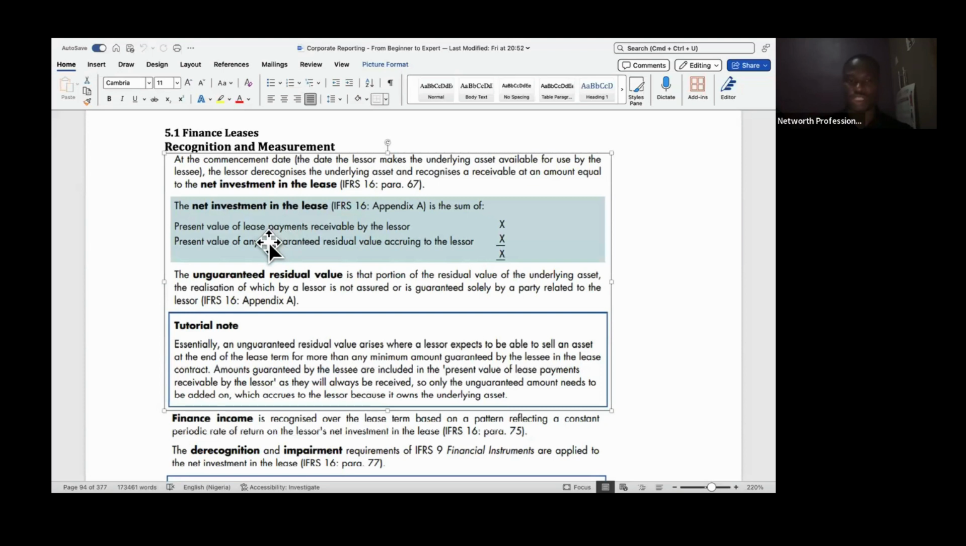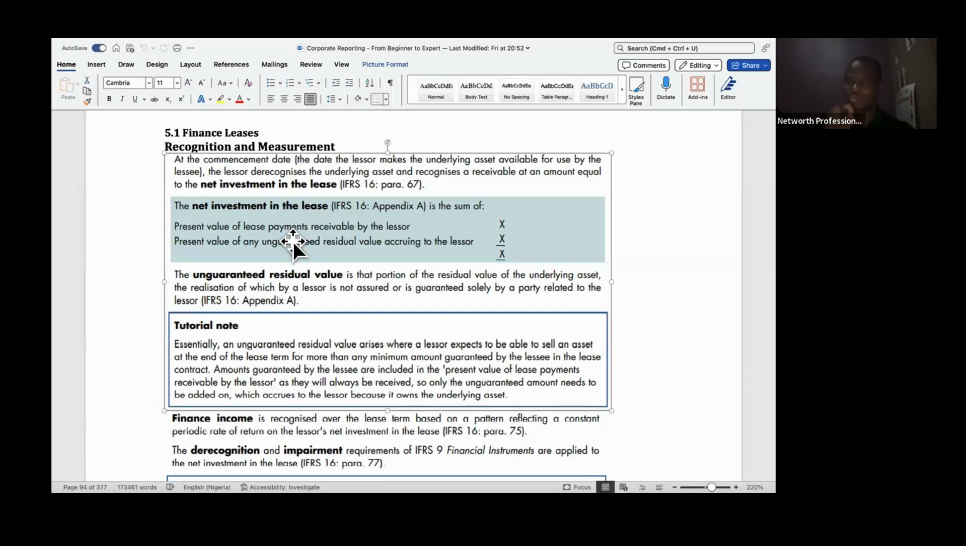What we need to dig deeper on is this unguaranteed residual value. Why are we even adding it to what the lessee is expecting? Why are we making it part of the lease receivable? The reason is that the unguaranteed residual value indicates the portion of the residual value that the lessee did not guarantee.